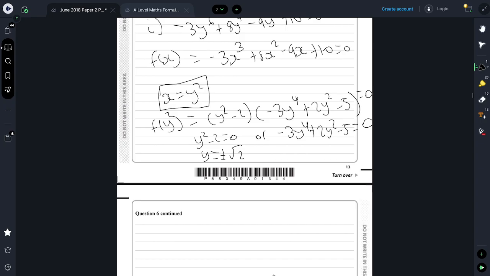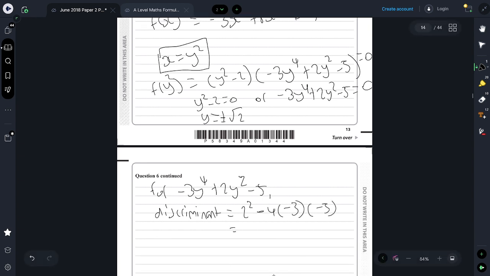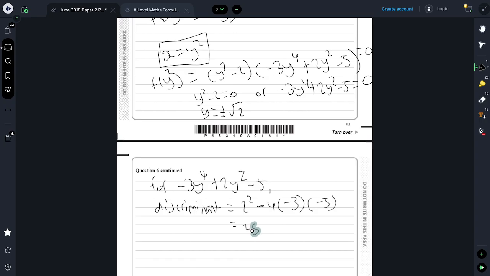So I would say minus 3y to the 4 plus 2y squared minus 5. The discriminant is equal to b squared, which is 2 squared, minus 4ac, so minus 4 times minus 3 times minus 5. What is that? Put that in the calculator. Well, very clearly it has to be negative, but let's just put it in. So 2 squared minus 4 times minus 3 times minus 5 will get you minus 56, which is less than 0.